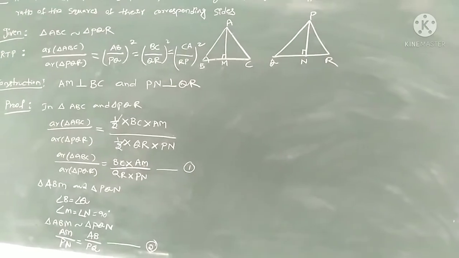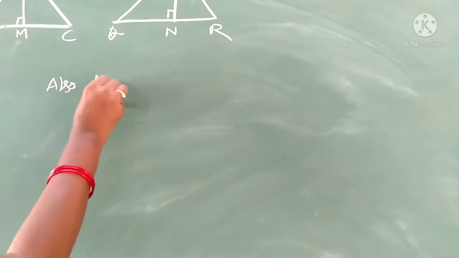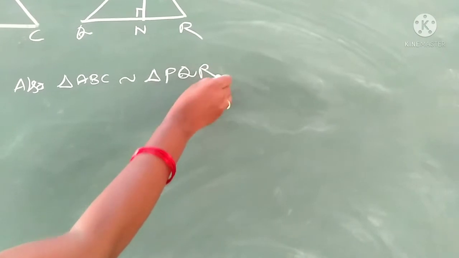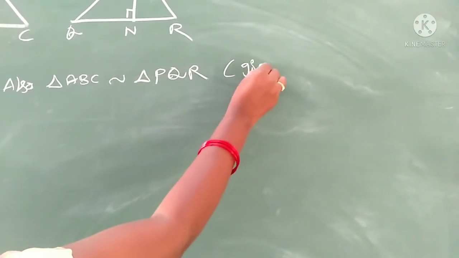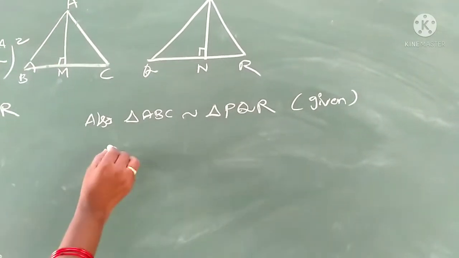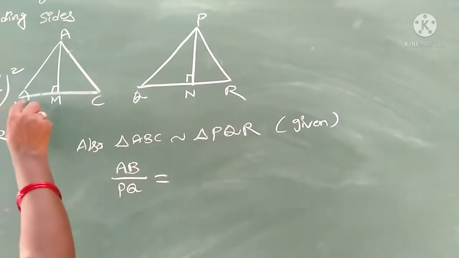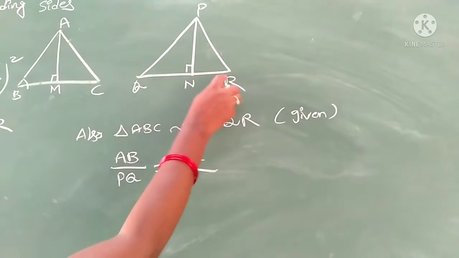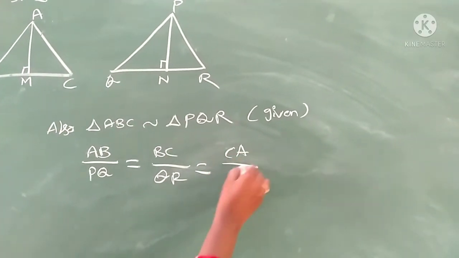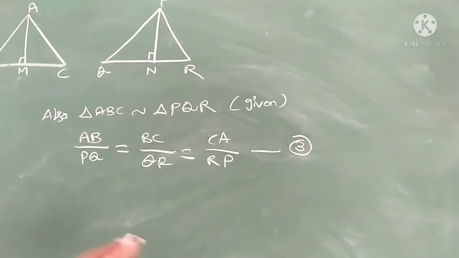Next, triangle ABC is similar to triangle PQR is given. So their corresponding sides are in equal ratio: AB by PQ equals BC by QR equals CA by RP. This is equation 3.